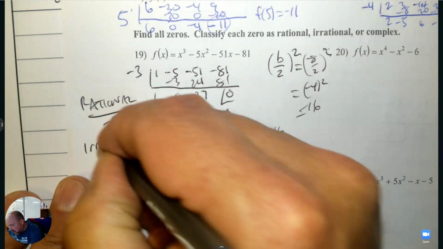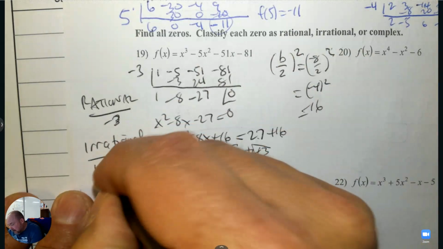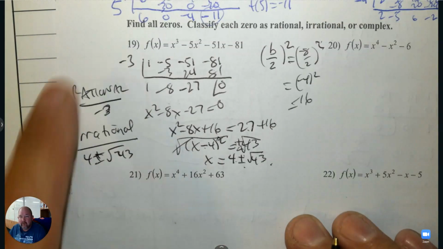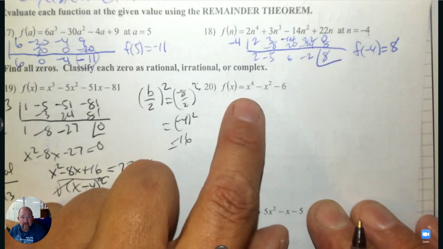Those are irrational. Complex would have an i, right? The square root of a negative number. And there's two of them here. So rational and irrational. That was pretty tough. This one isn't so tough. This would be something you could see on the exam.